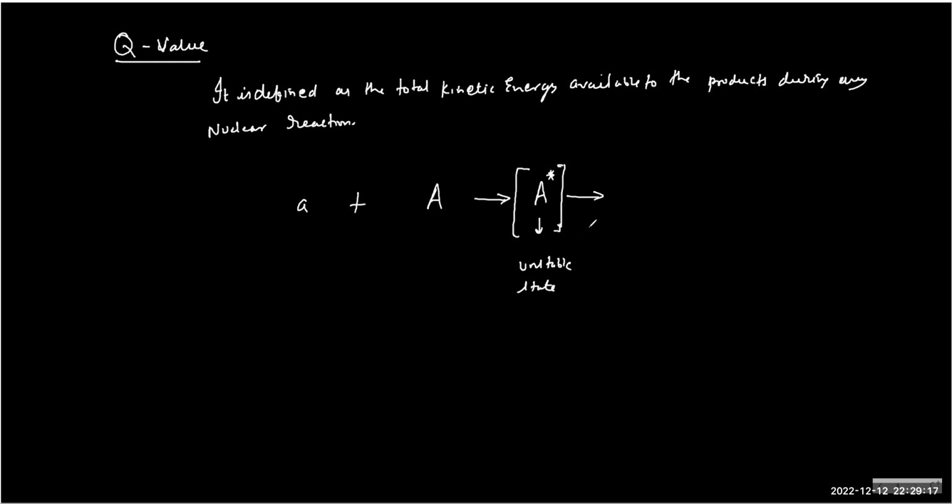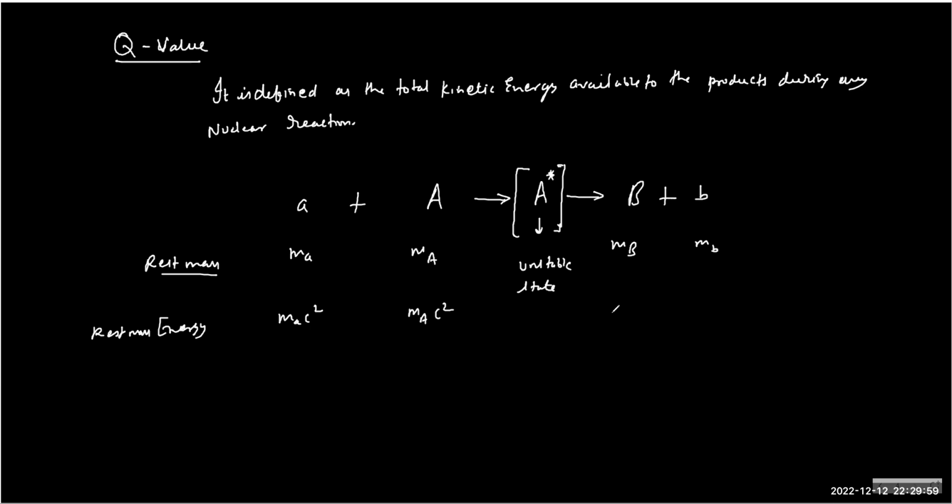Now this meta state persists for a very, very small time interval. Sometimes it is impossible to observe also. And then it breaks into a new nucleus, you can say capital B, with some release of a new particle small b. Maybe some neutrons are released, if you remember the chain reaction in nuclear physics. Every particle will have some rest mass. Let's say the rest mass of small a is m, this is M capital A, this is M capital B, this is M small b. So what is the energy? The rest mass energy will be how much? M_A c squared.